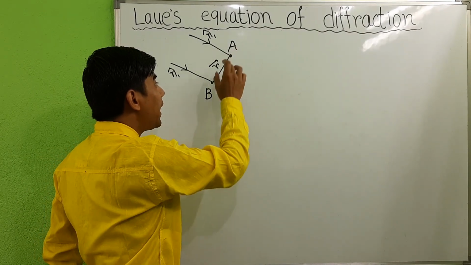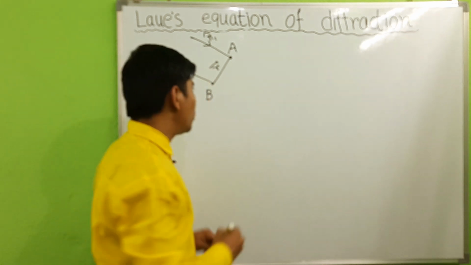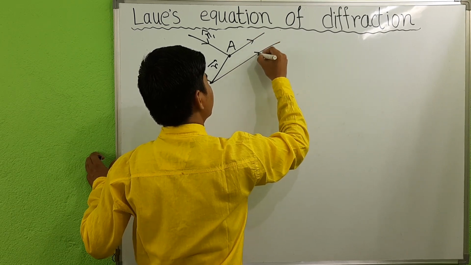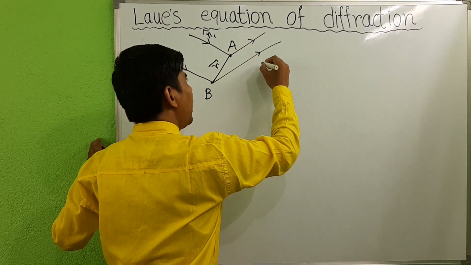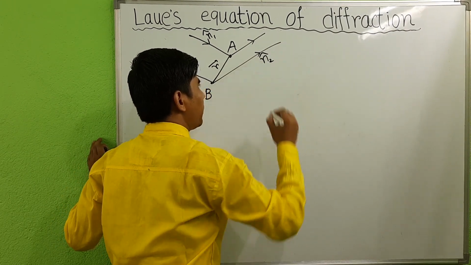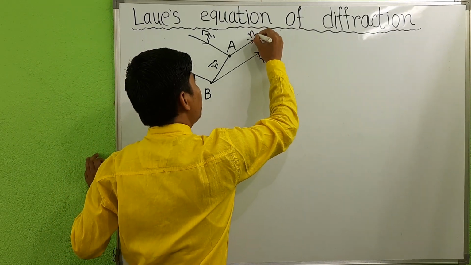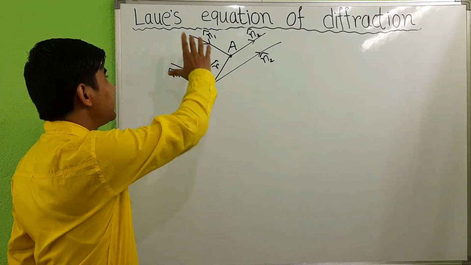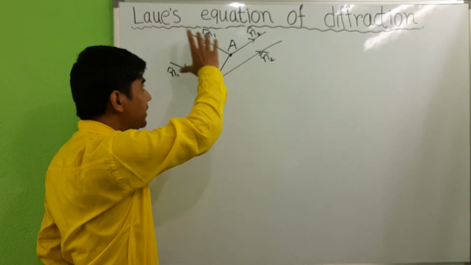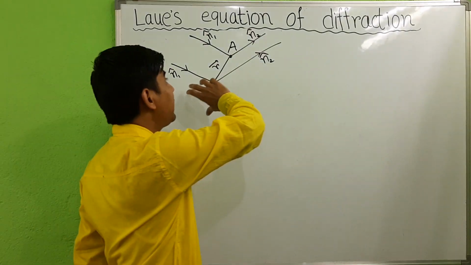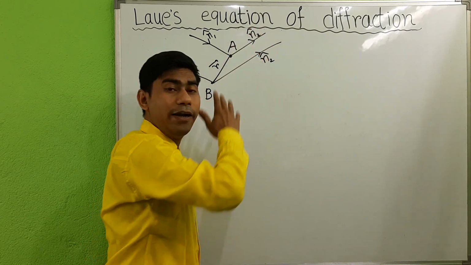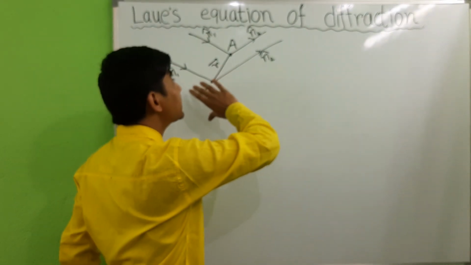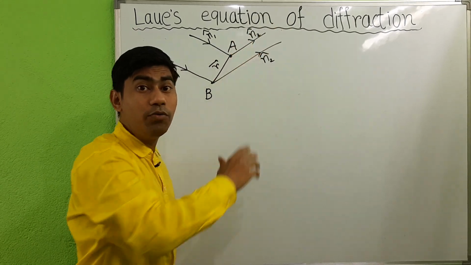Now at the point A and B they are scattered. Suppose these are the scattered rays, and suppose they are along the direction of unit vector n2 cap. So this is also n2 cap. So a parallel beam of X-ray is incident on A and B along the direction of unit vector n1 cap, and scattered rays are along the direction of unit vector n2 cap.